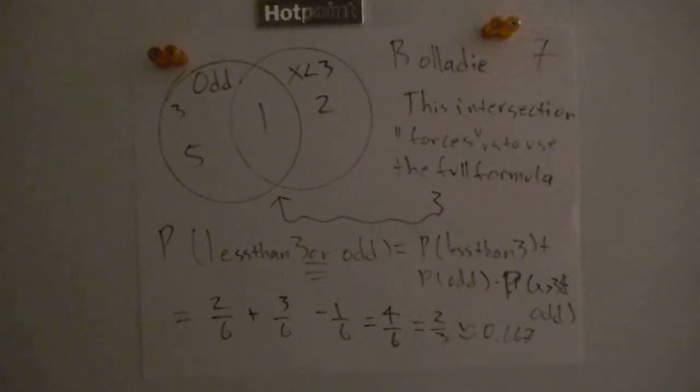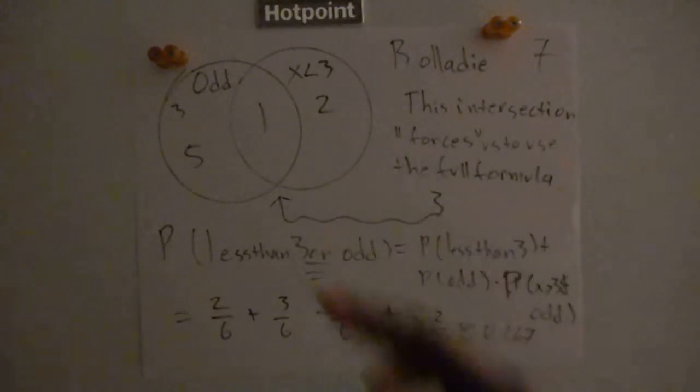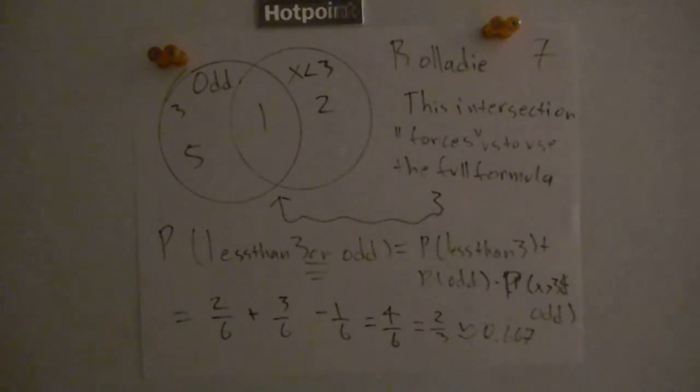For our second problem, rolling a die and finding the probability of rolling a number less than 3 or rolling an odd number, there's an intersection because 1 is less than 3, yet it's also an odd number. So this intersection forces us to use the full formula.